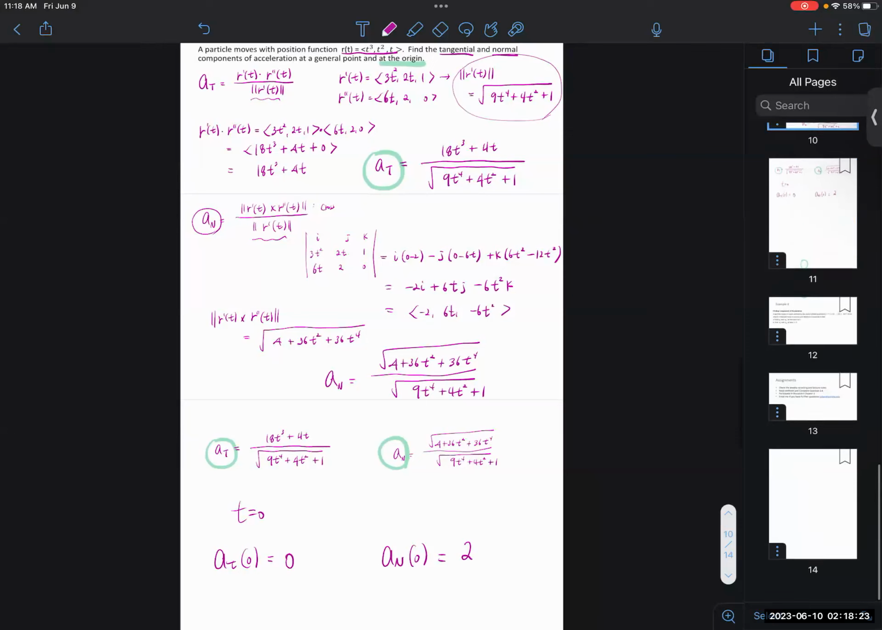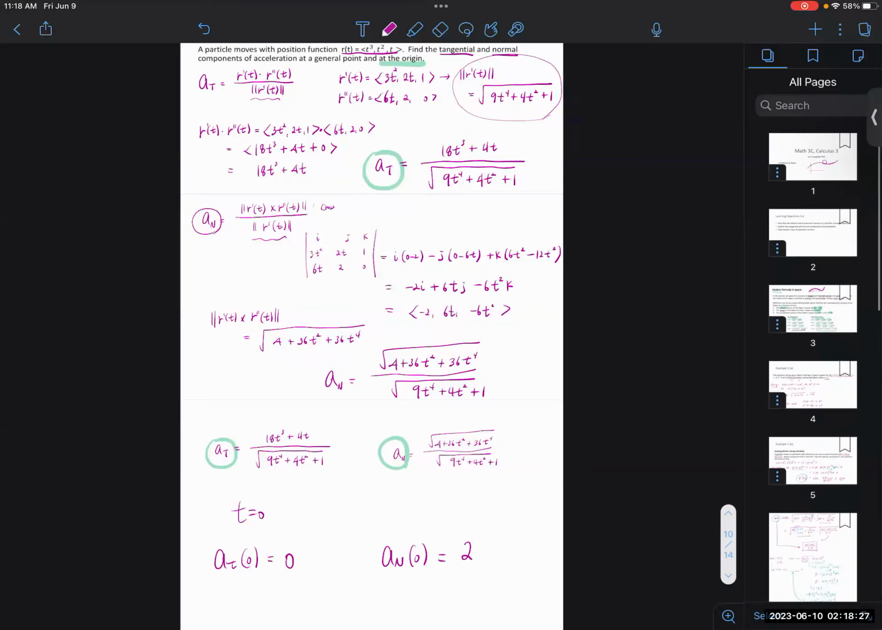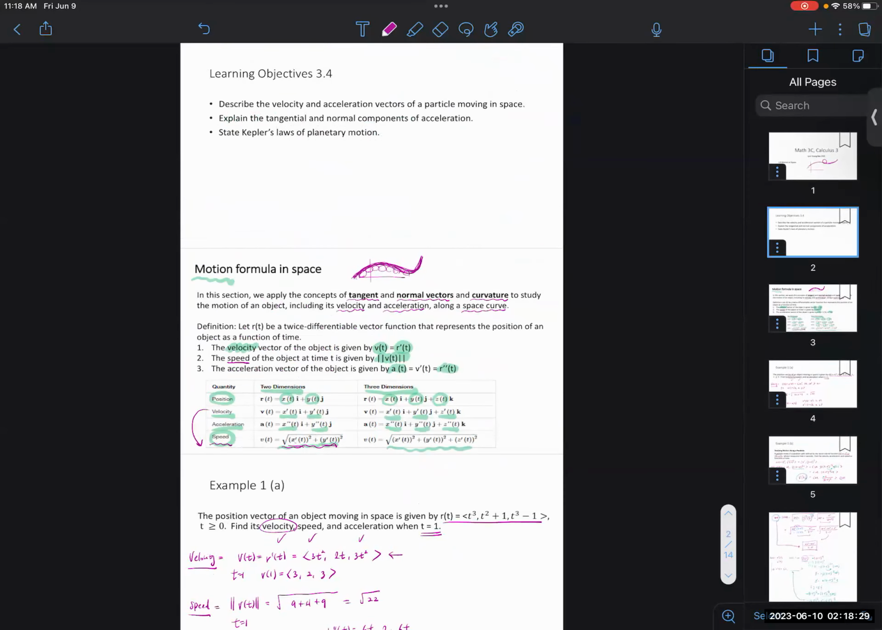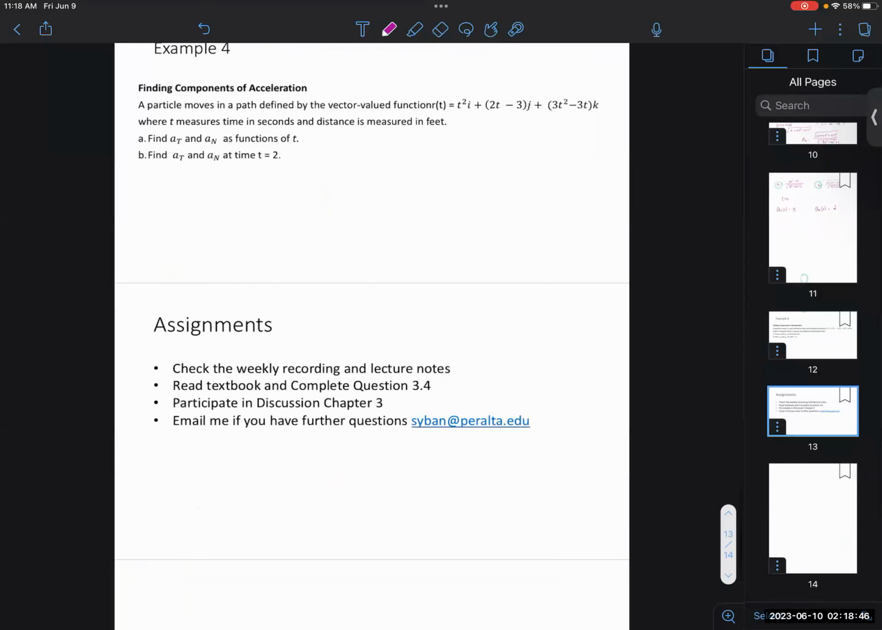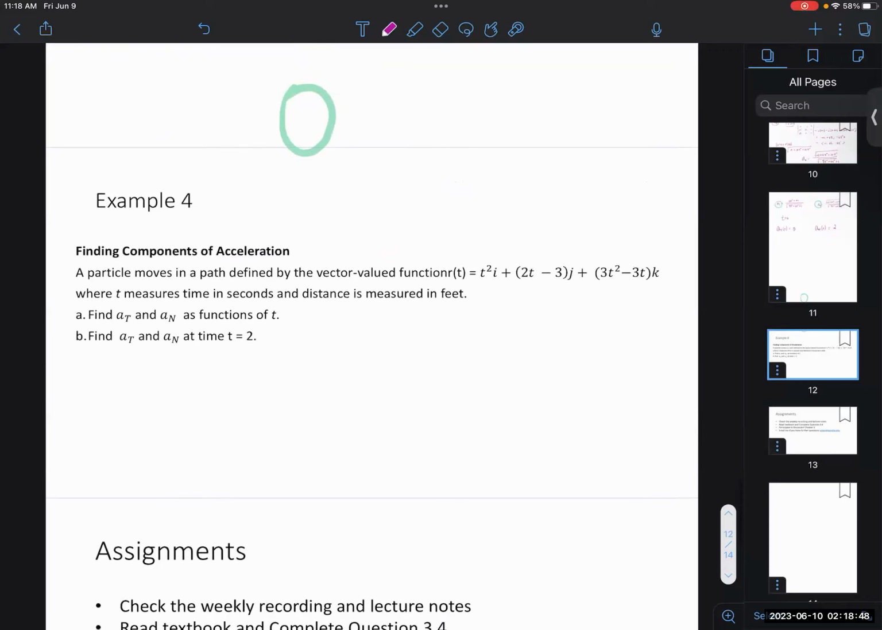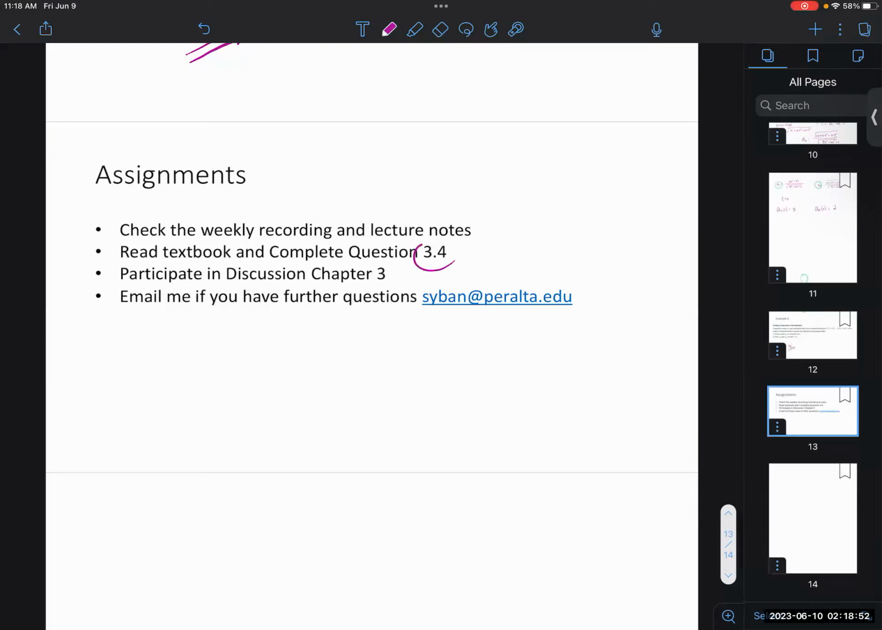So 3.4, I'm not really talking about a lot of things. We definitely talked about how to find the velocity, acceleration, and speed in space. And then what tangential and normal acceleration mean, that's the acceleration along that line. So there are two formulas. You can find that information in 3.4, a very short topic. This one, we already practiced, so you can try it yourself.